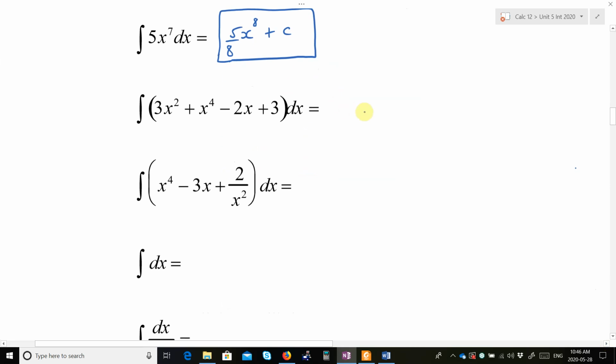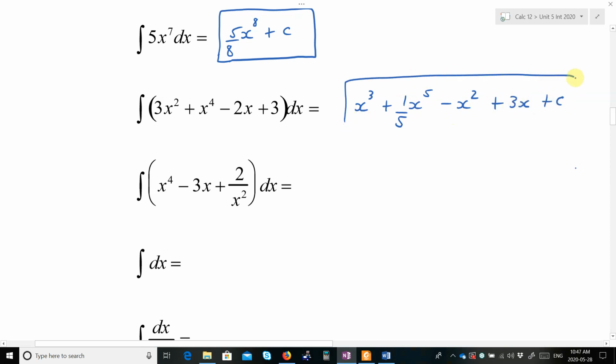Okay, and this one here, 3x squared, we would go x to the 3, and then 3 divided by 3 would just leave a 1 in front. The x to the 4th would become x to the 5 with a 1/5 in front. Negative 2x would become negative x squared. And positive 3 would become plus 3x with a plus c on the end.